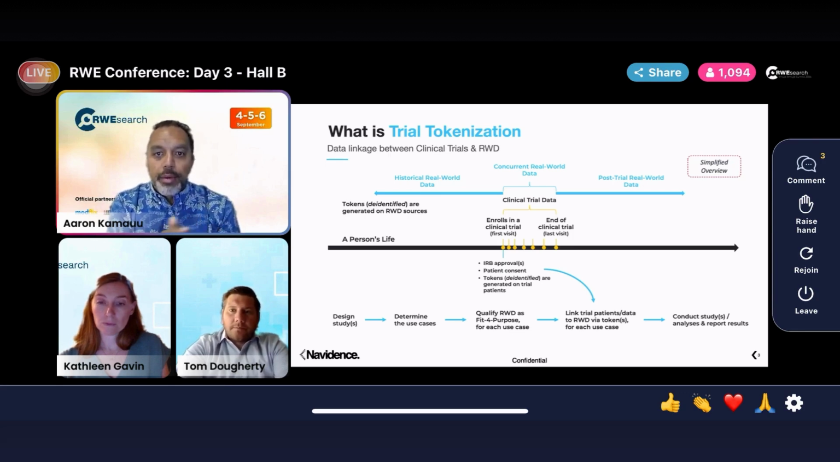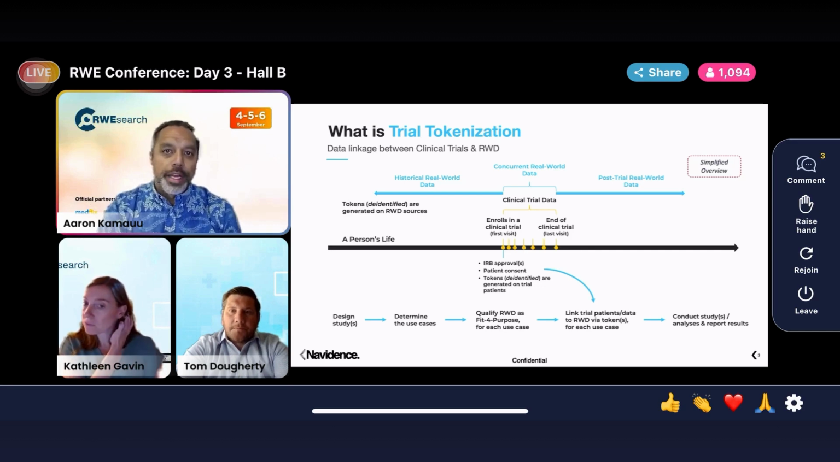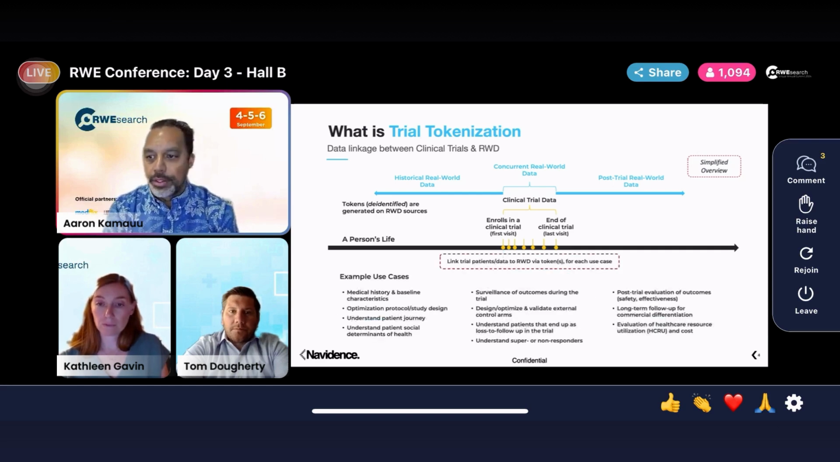And I want to distinguish that for a moment real quick, is that not every use case is linking trial data to real world data. In some cases, we just want to know who are the patients in the trial, and we want to find their real world data for other use cases. And so either way, when we generate tokens at the time of enrollment, we can now link the patient and/or their trial data with real world data for various use cases.